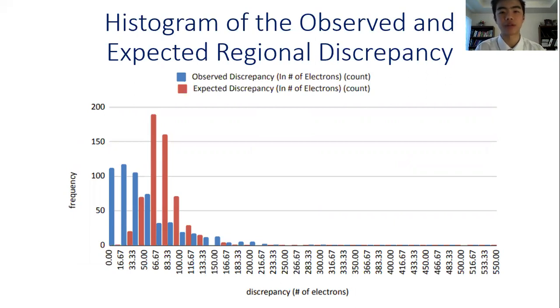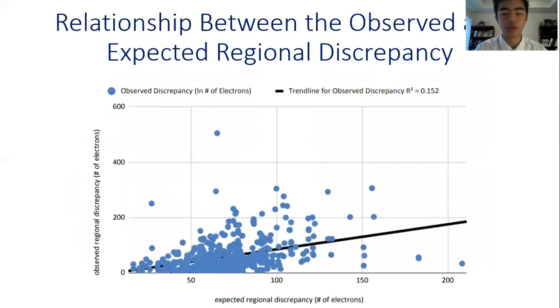Then I made some scatter plots. The first one plotting the observed to the expected discrepancy just to better see the relationship between the two. And I found that there was a low correlation, a weak relationship between the two. Then I made scatter plots for the other 3 statistics, the resolution, occupancy, and the symmetry, and plotted them against the observed discrepancy to see their effects on the regional structural quality.